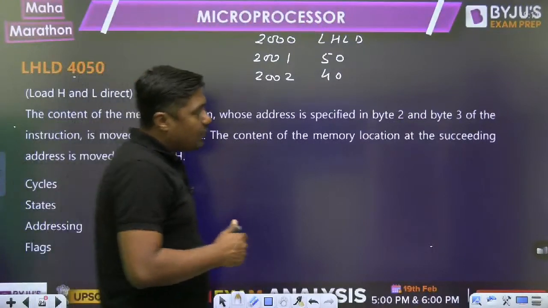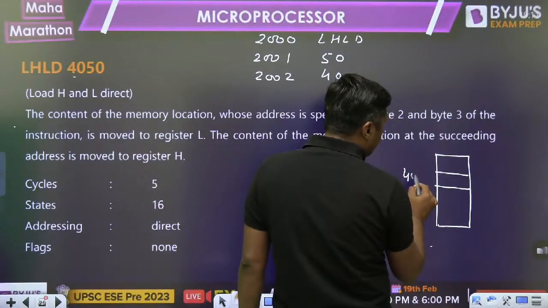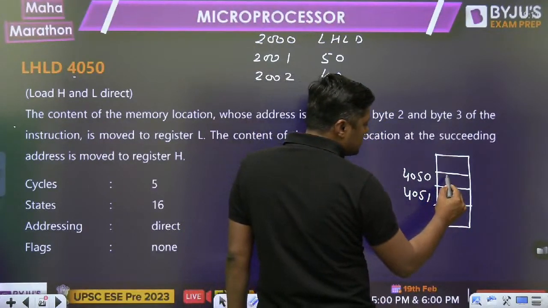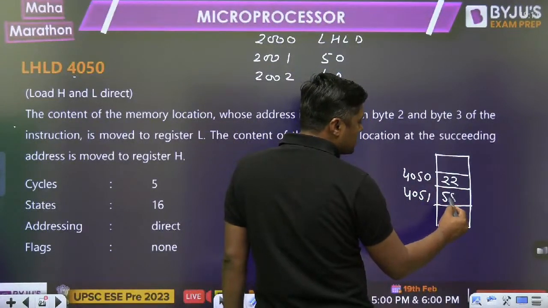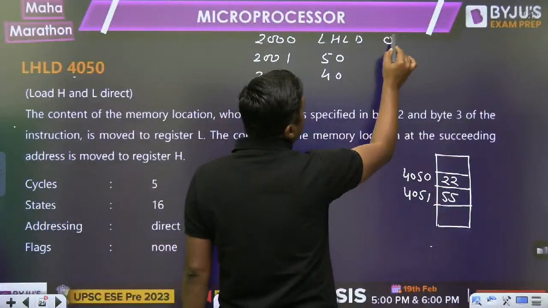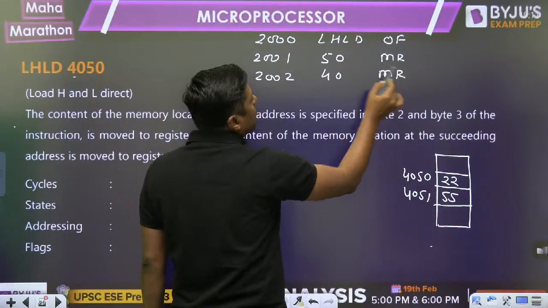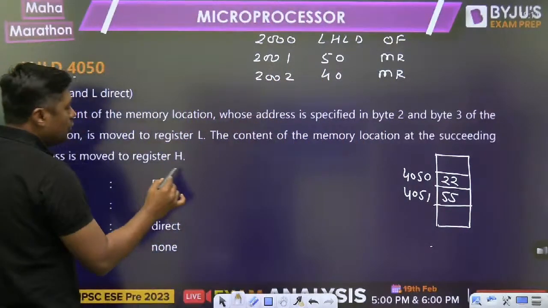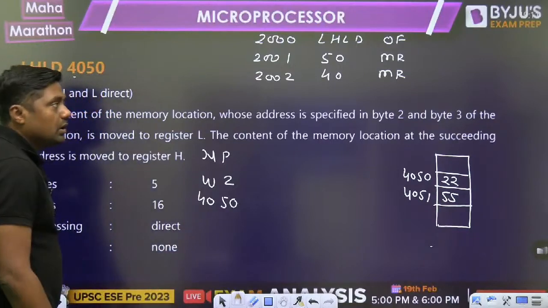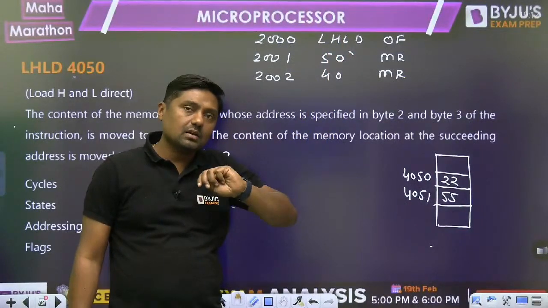LHLD. For example, there is one memory. In memory, this is the first memory location 4050, this is the second memory location 4051. For example, here 22H is written, here 55H is written. What is the meaning of this instruction? First of all, the microprocessor will do the opcode fetch, second memory read, it will get the data 50, third memory read 40. Now it is stored in the WZ register inside the microprocessor as 4050. So this operation is over: opcode fetch, memory read, memory read. So there are 3 machine cycles, but the work is not over.